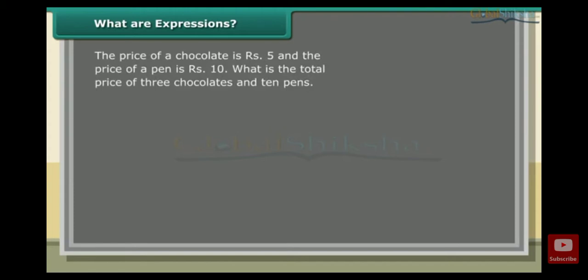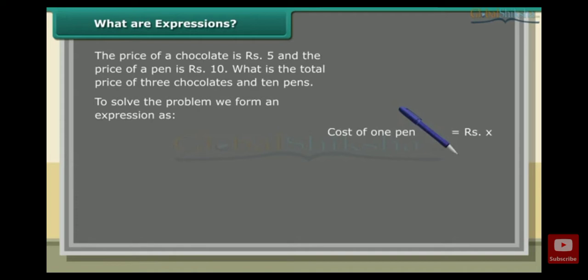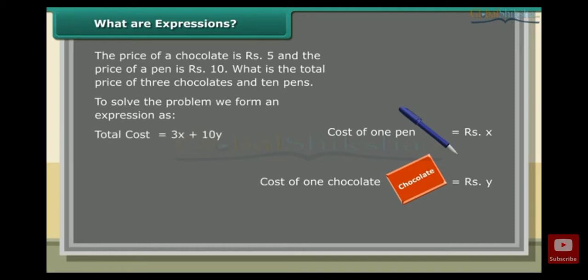What are expressions? The price of a chocolate is rupees 5, and the price of a pen is rupees 10. What is the total price of 3 chocolates and 10 pens? To solve this problem, we form an expression. The cost of 1 pen is equal to rupees X. Cost of 1 chocolate is equal to rupees Y. Cost of 3 chocolates is equal to rupees 3Y. Cost of 10 pens is equal to rupees 10X. Total cost is equal to 3Y plus 10X, which is equal to 3 into 5 plus 10 into 10, which is equal to 15 plus 100, which equals 115. Total cost is equal to 115 rupees.